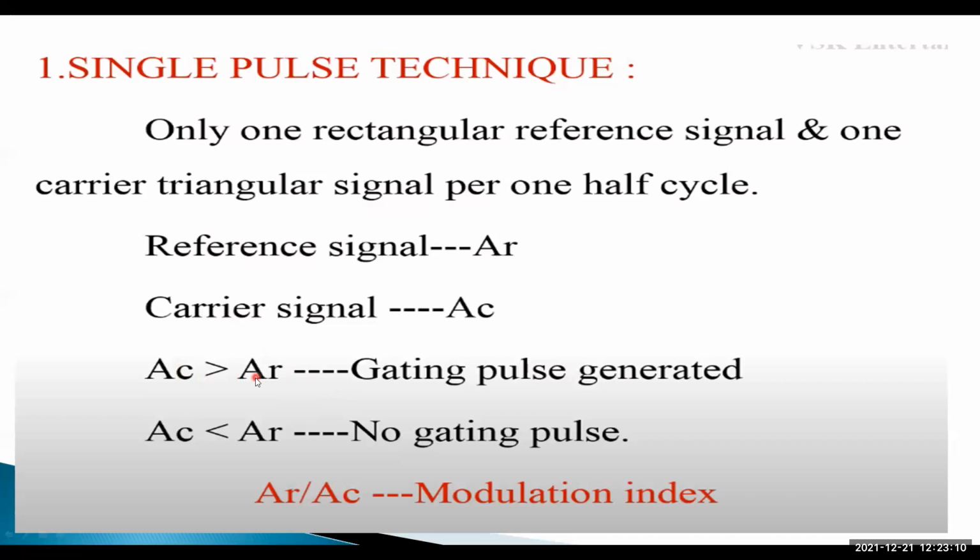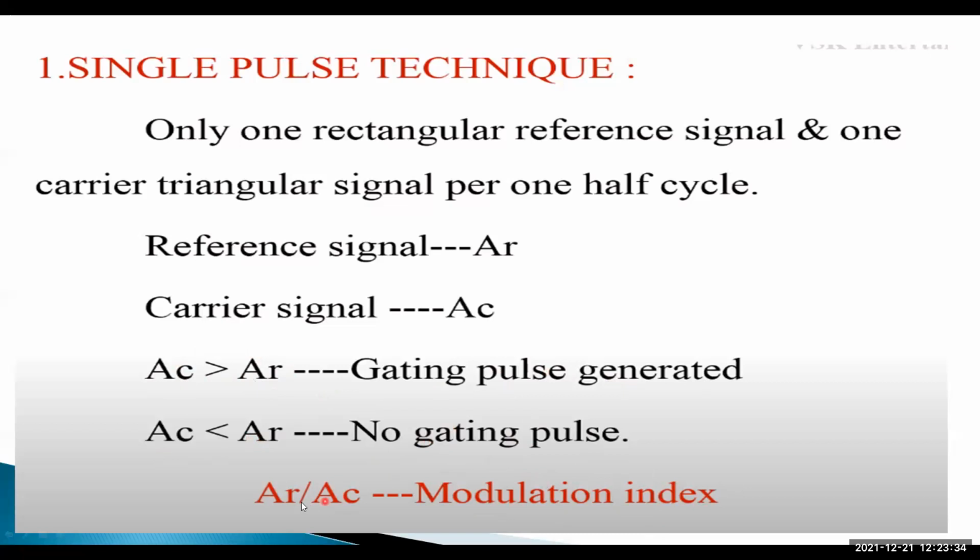If AC is greater than AR, that is, the carrier signal is greater than the reference signal, then a gate pulse is generated. This is one of the important points. If the carrier signal is less than the reference signal, no gate pulse is generated. In this way we control the output voltage, using the modulation index concept.